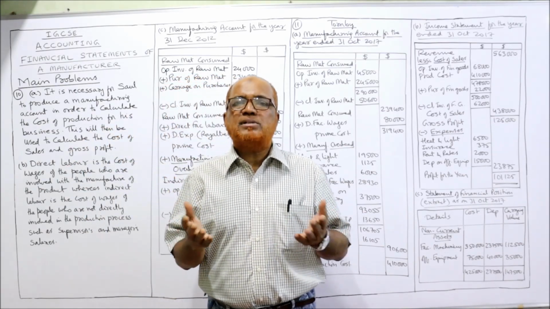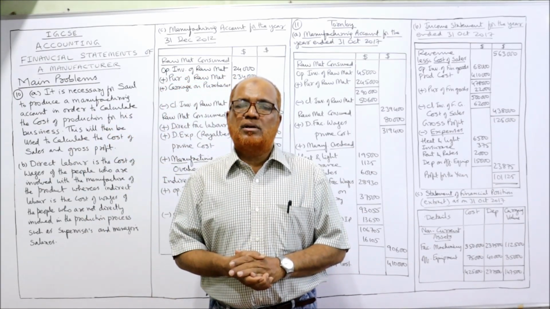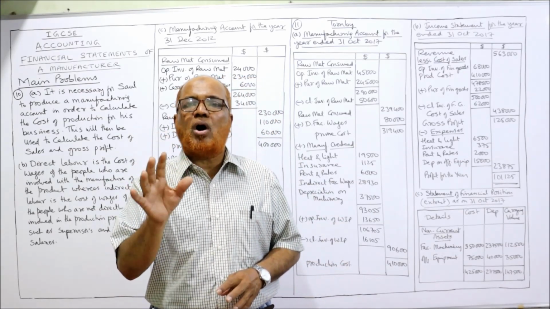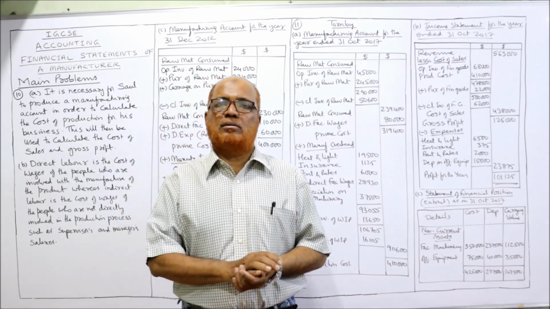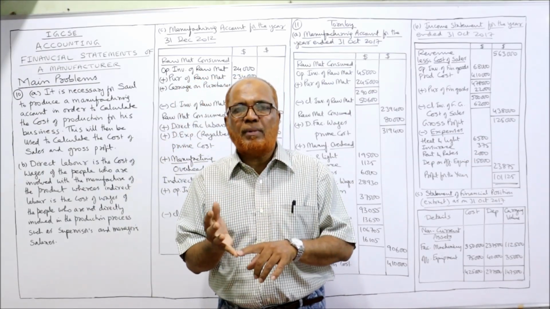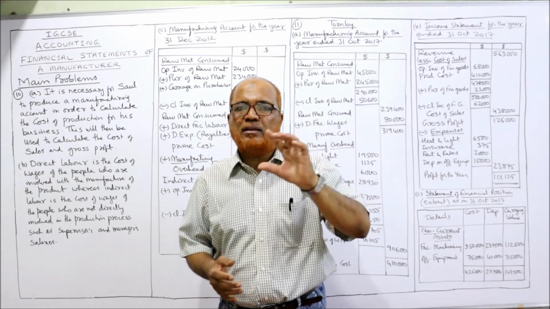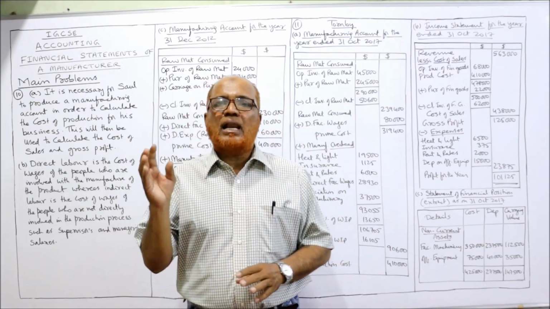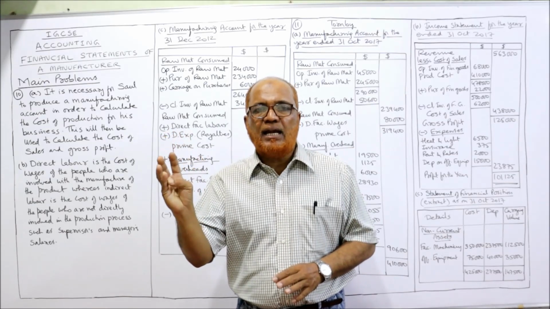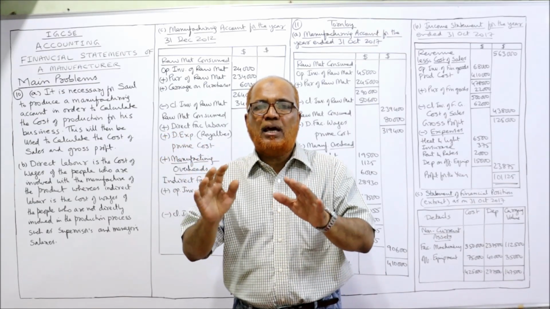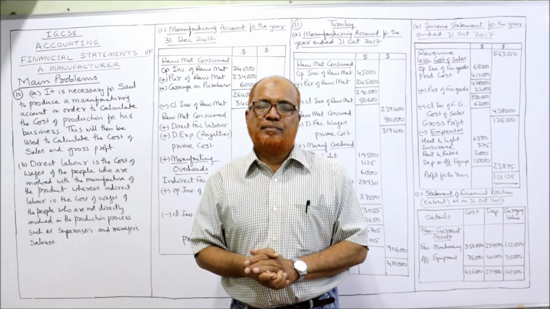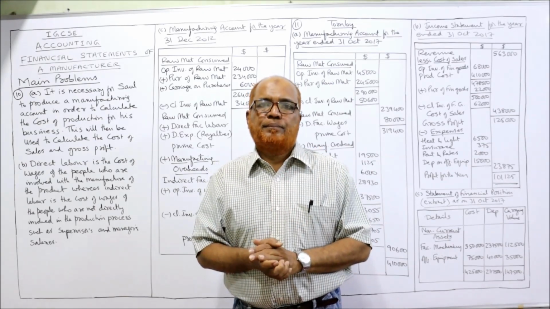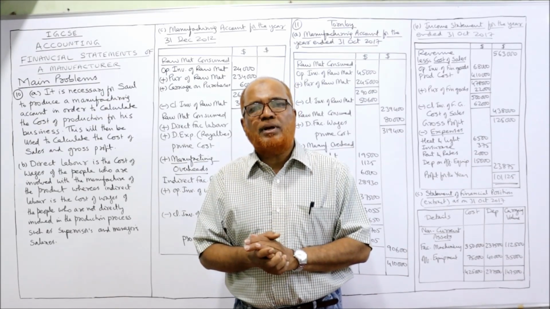So what is the purpose of making this manufacturing account? Every manufacturer wants to find out the cost of production. The purpose of making the manufacturing account is to calculate the cost of production. How to calculate the cost of production? We calculate the direct cost and indirect cost incurred in making the product, the costs which are incurred in the factory. So we have to find out the cost of production.